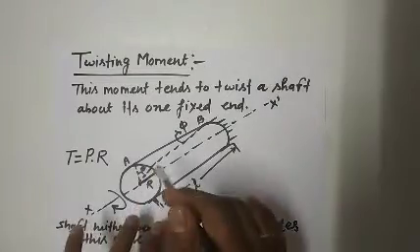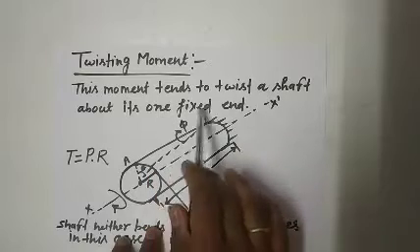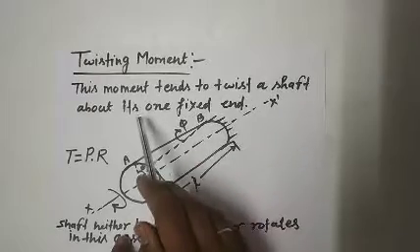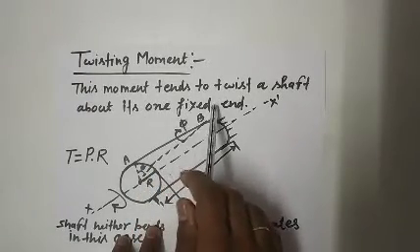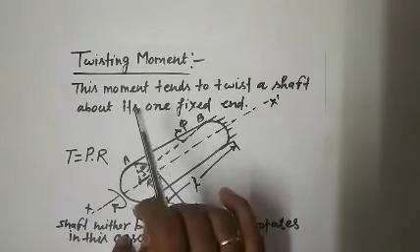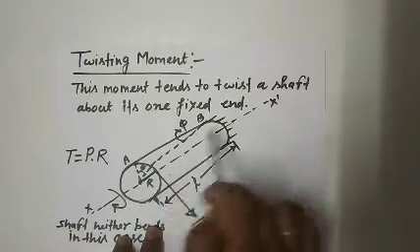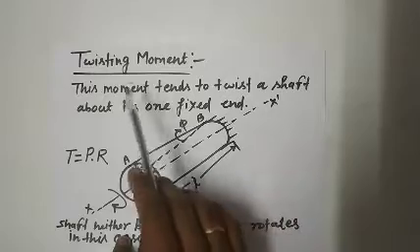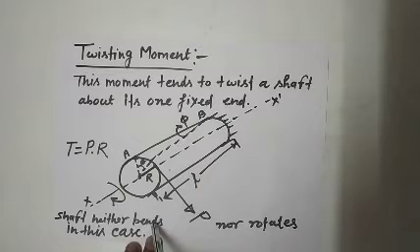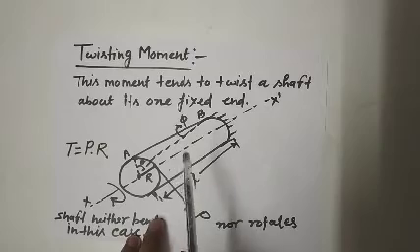Twisting moment usually happens in the shaft. This moment tends to twist a shaft about its one fixed end. Why are we considering a shaft? Because twisting moment always happens in a rotating member, where the shaft always rotates about its axis. But when we measure twisting moment, the shaft neither bends nor rotates. In this case, there is no rotation.